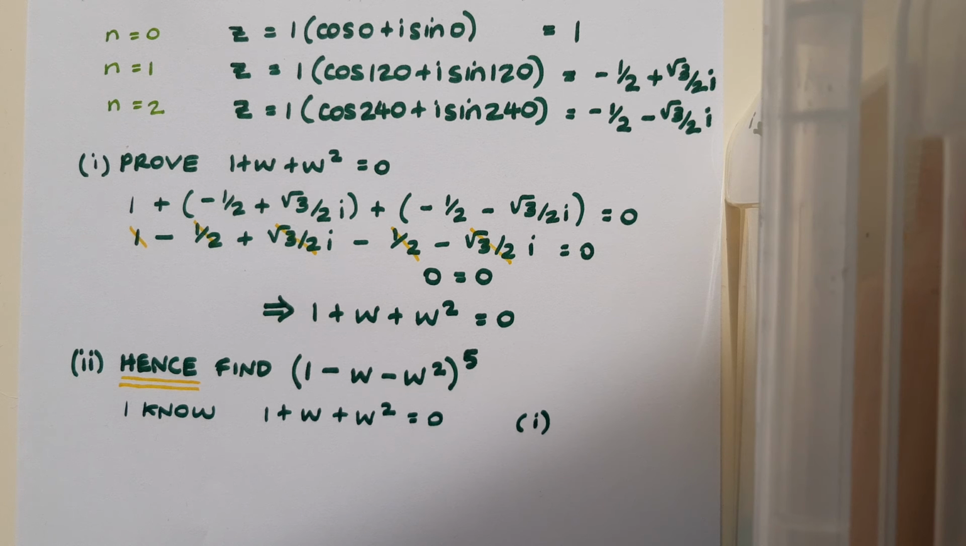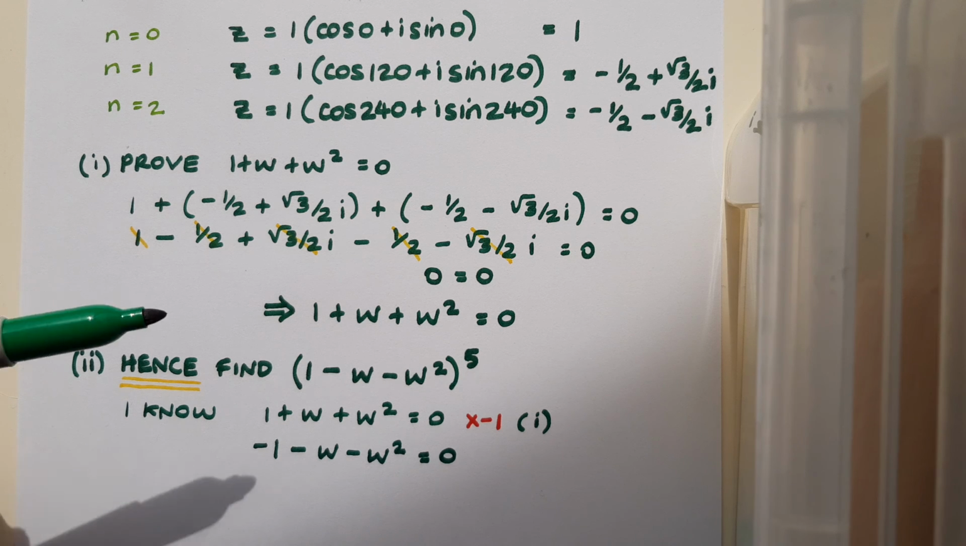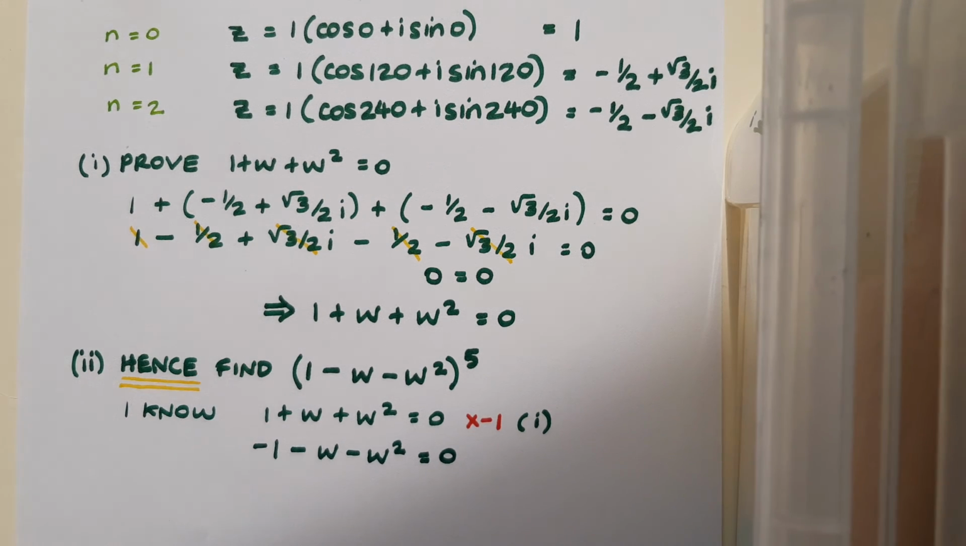So I know that 1 plus w plus w squared equals 0. That's my result from part 1. And I want to end up with something that has minuses in front of the w and the w squared. Well, I could do that pretty easily because I could just multiply this entire equation across by minus 1. And if I do that, I'm going to end up with minus 1 minus w minus w squared equals 0. Now this isn't exactly what I'm looking for, but it looks an awful lot like what I have in the bracket here. The only problem is this minus 1. So how could I change this minus 1 into a plus 1? Well, how do I get from minus 1 to plus 1? I can just add 2.